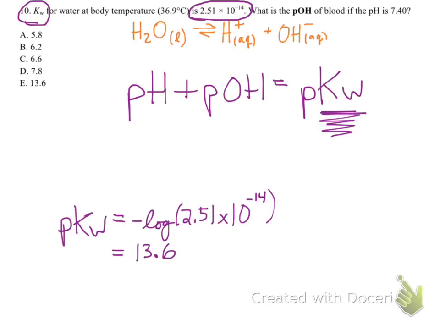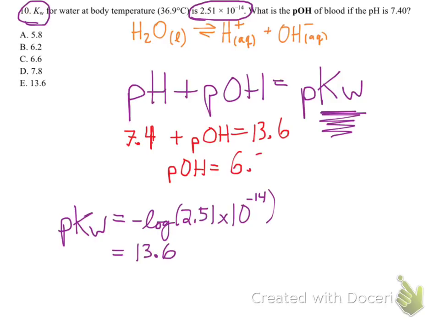Okay, now we can go about trying to find the pOH of the solution. Since the pH here is equal to 7.4, we'll plug that in, plus the pOH that we're solving for is equal to the pKw, which is 13.6. So we'll subtract the 7.4 from both sides, and we'll end up getting that the pOH at this temperature ends up being 6.2. Okay?